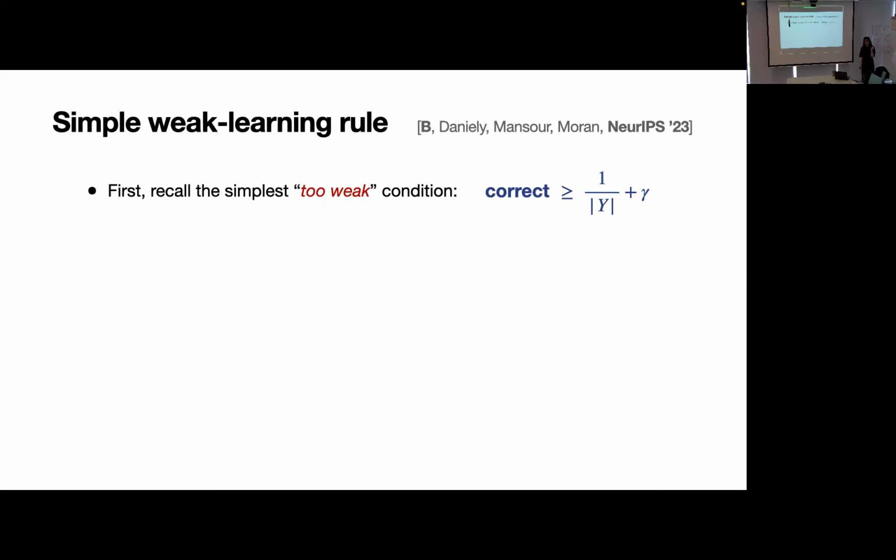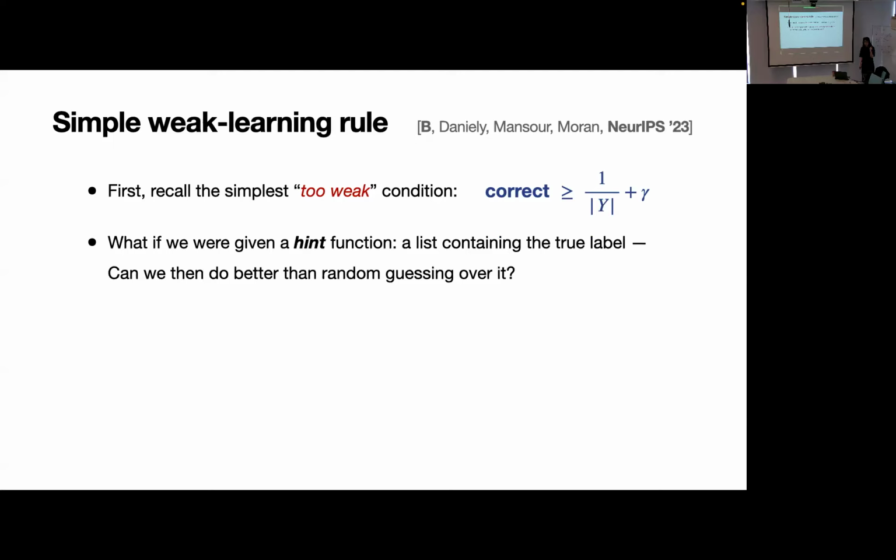So what's the tweak that we need to make? What if somebody gave you a hint function? That's a function that contains a true label. You don't know which one it is, but it contains a true label. Can you then do better than random guessing over that list? That's the kind of addition that we're adding to our assumption.